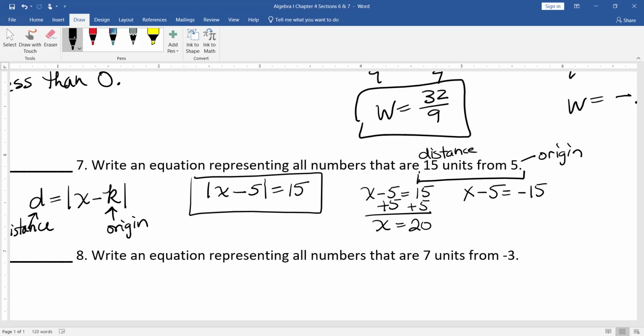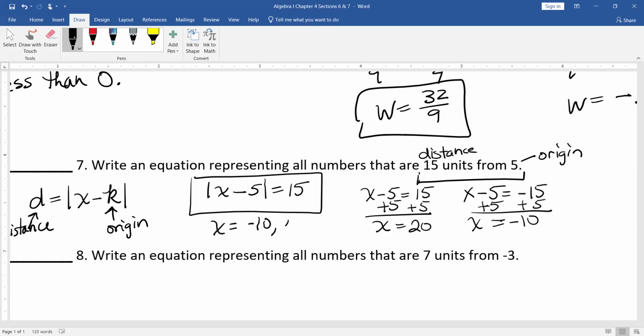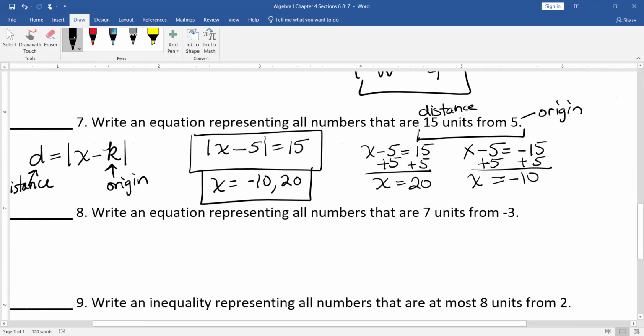or if we go up the number line, x equals 20, or x equals, so add 10, go down the number line. So that's the second part, x equals negative 10. So those are the two values that are 15 from 5, our origin. All right, so let's look at the second one.